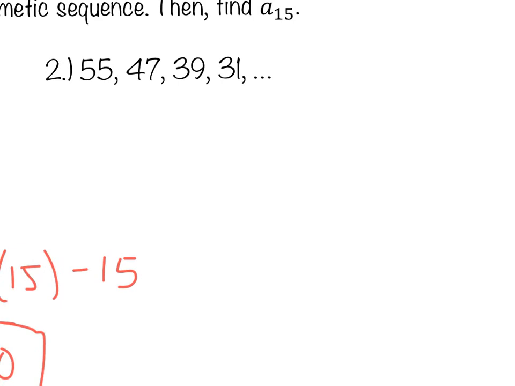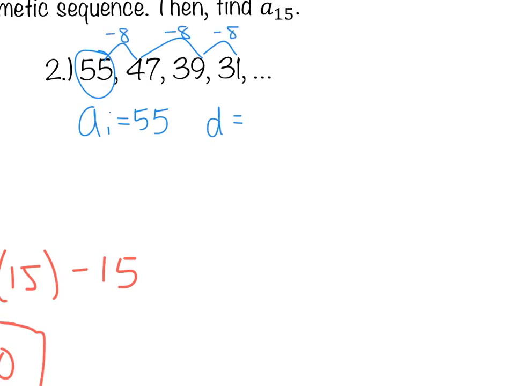Let's change colors here. So, again, to write the formula for a sequence, you need the first number and the common difference. So the first number, it's easy, it's 55. It's right there. And then the common difference looks like it is going down by 8. So it looks like our D value is -8.